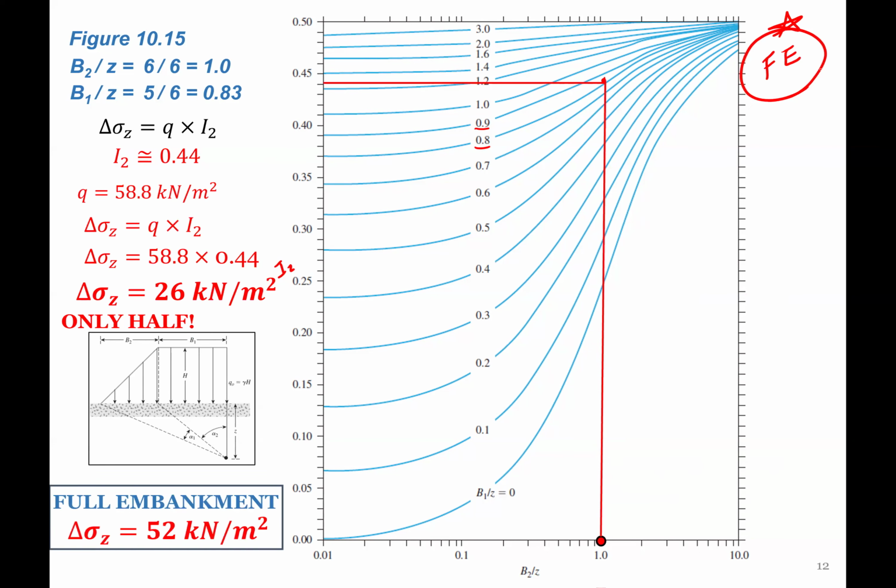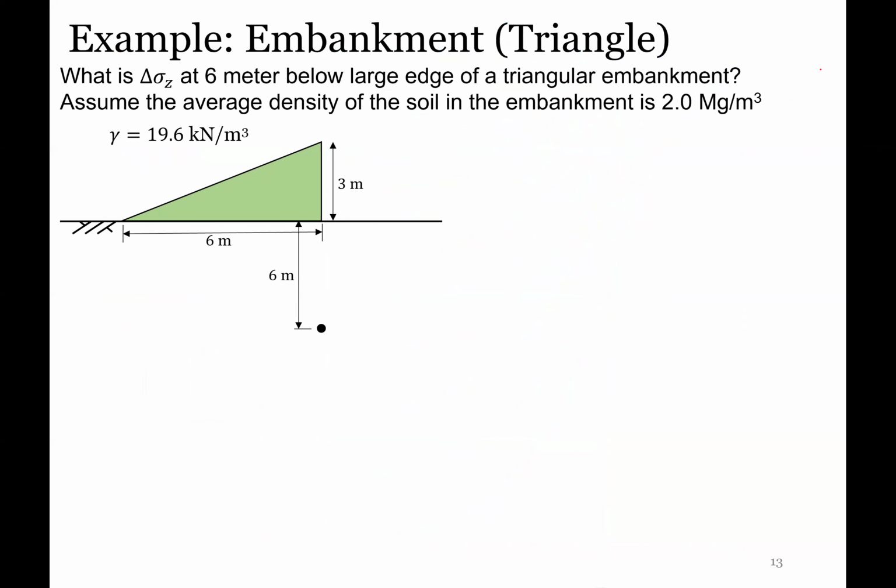So this would be the answer for this one. Now let's look at this one. We have just a triangle for whatever reason. Maybe there's like some retaining wall or something here that's able to hold it up, and we just have this half retaining wall. So let's look at the same thing.